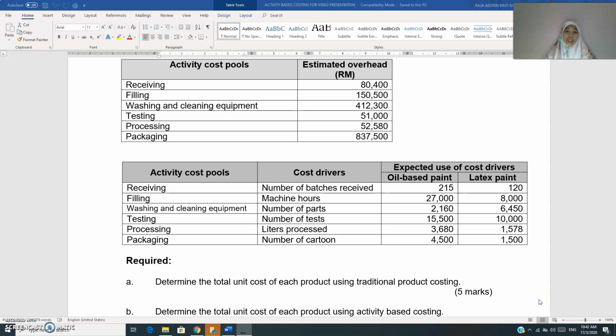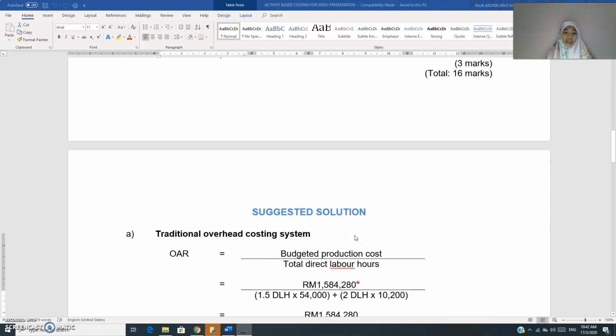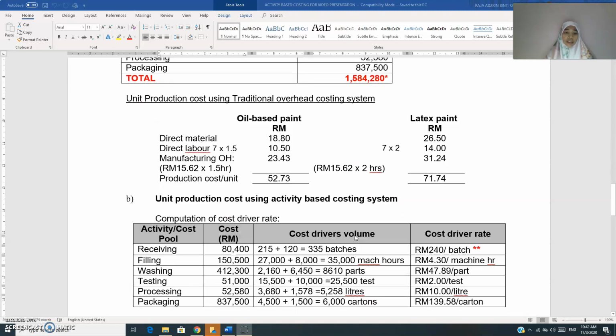Hi, now we continue with the second part of the question, whereby you are required to determine the total unit cost for the product using activity-based costing. So now let's look at how to do it. In the question, you are given the activity cost pool, and you are also given the total amount of your overhead. On top of that, you also know the cost driver. So you need to find the cost driver rate. How do you determine the cost driver rate?